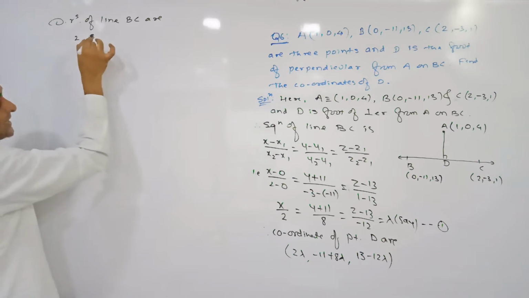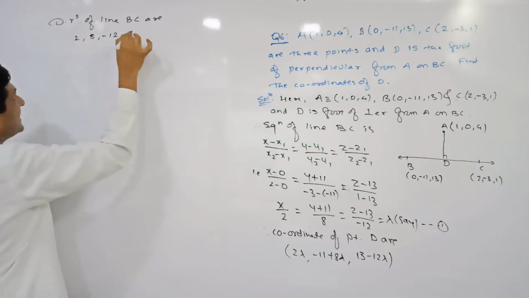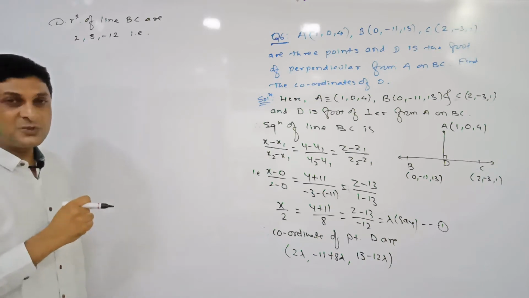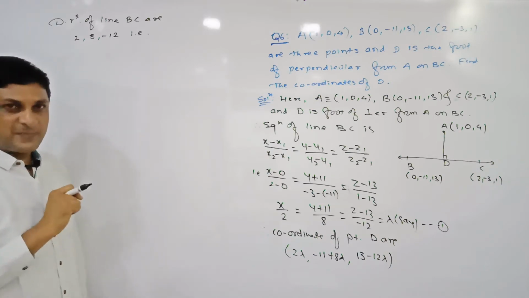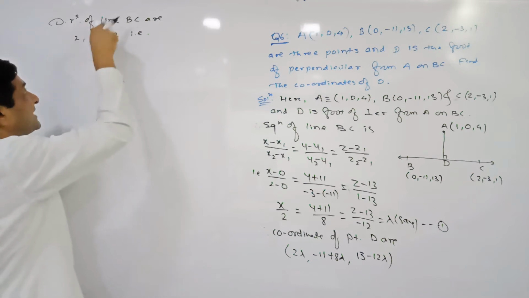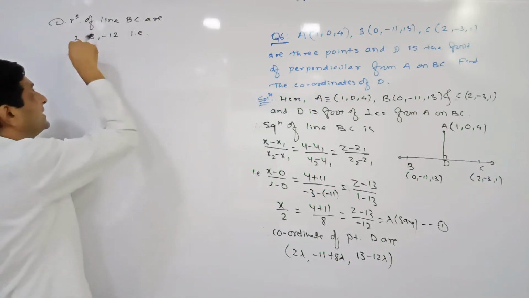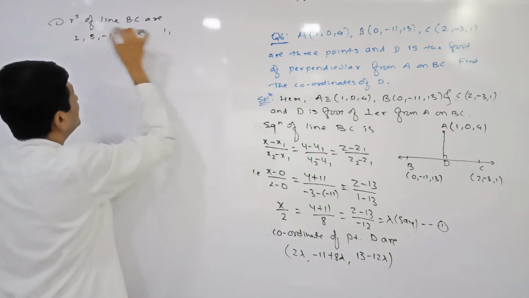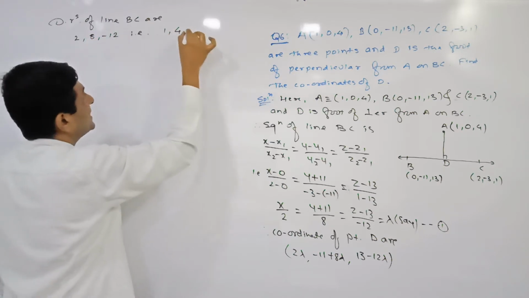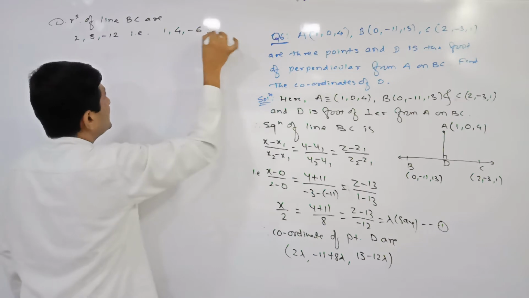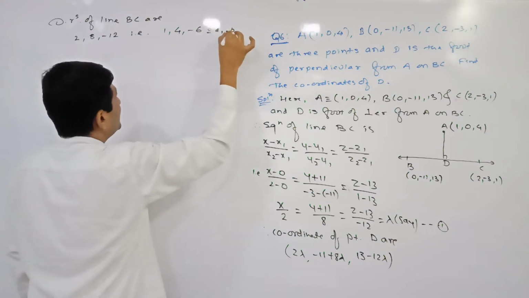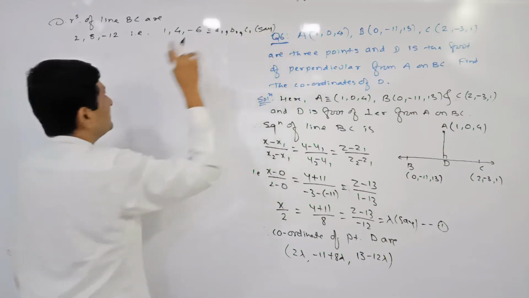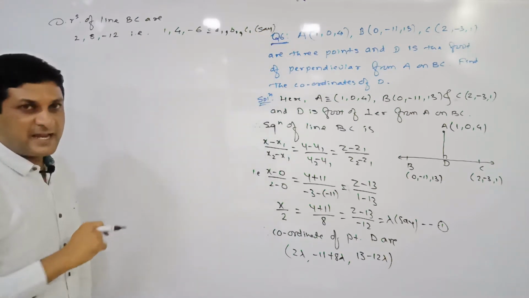2, 8, minus 12. These are the direction ratios. Since these are ratios, we can convert them into simplest form. Check that some factor will get cancelled. Yes, 2 will get cancelled here. So we'll get 1, 4, and here minus 6. Let us denote these values by A1, B1, C1. Now the direction ratio of one line is known to us.